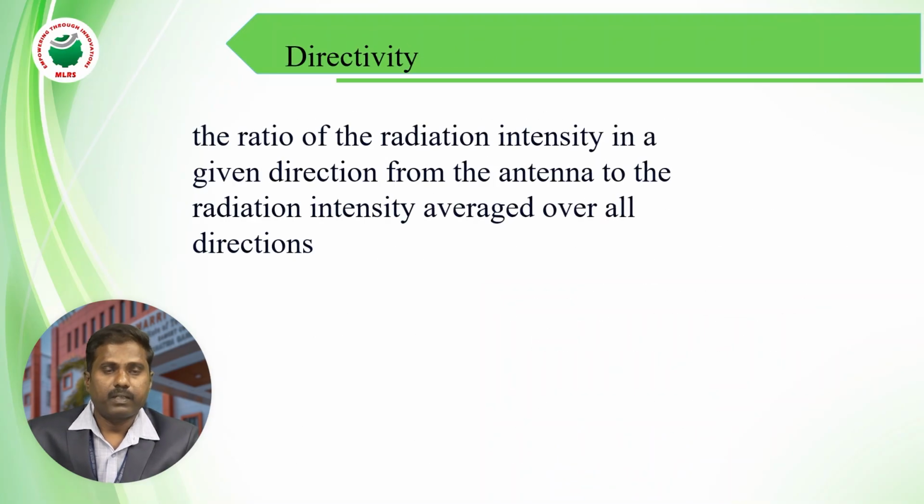The next one is directivity. We can measure the directivity when the radiation intensity is calculated. In the propagation direction, we get the radiation intensity, then we can calculate the directivity. It is the ratio of the radiation intensity in a given direction from the antenna to the radiation intensity's average value. That means the radiation intensity to its average value gives the directivity. This is another basic parameter of the antenna.